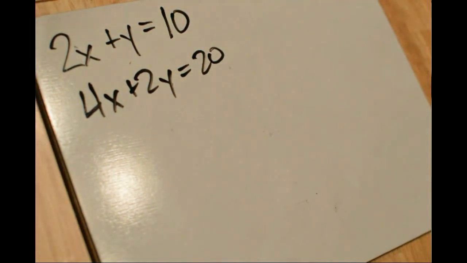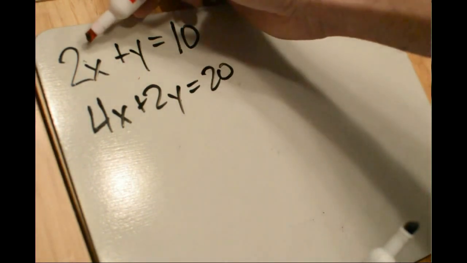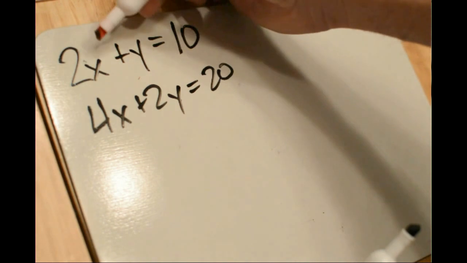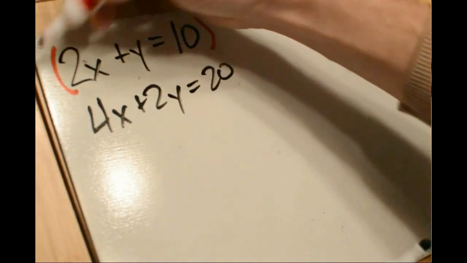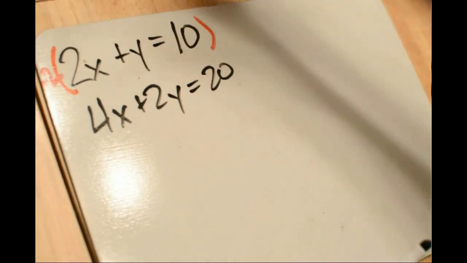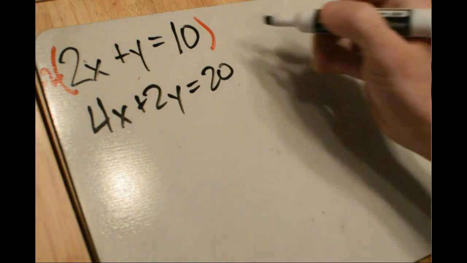So in this case, it's set up in a way where elimination will probably be the best way to solve this. I'm looking for any place I could get opposite coefficients, and I'm looking at this thinking I can make that 2x a negative 4x, which would allow me to cancel. So I'm going to multiply this first equation by negative 2, and that will allow me to get opposite coefficients.